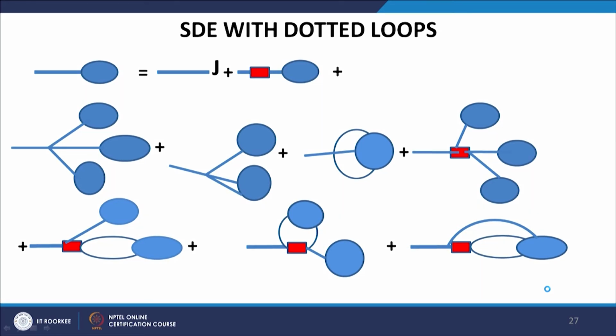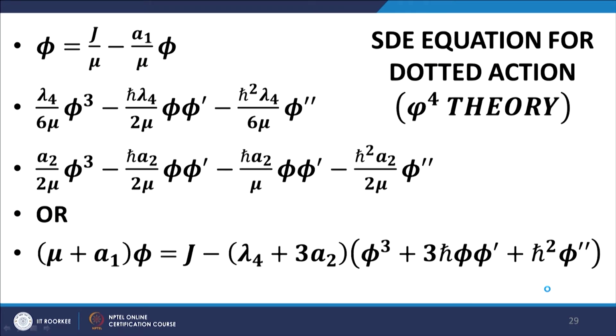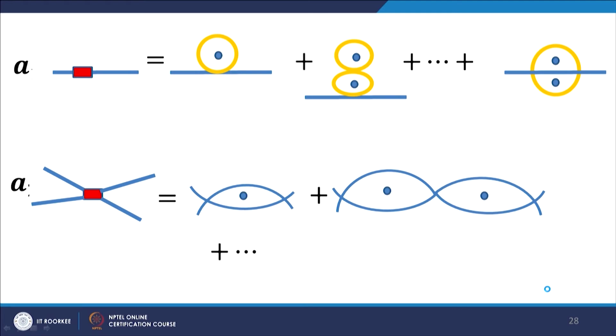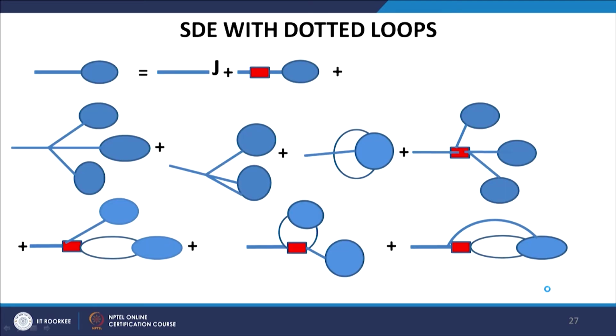This is the Schwinger-Dyson equation for the phi-4 theory, including the various loops, and it can be simplified and written in the form which is given in the lower equation, the bottom equation here. The upper equation corresponds to a diagram wise evaluation of each diagram. For example, the first diagram here is evaluated as j upon mu.